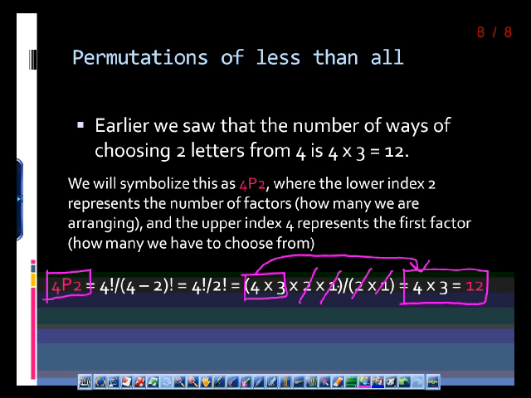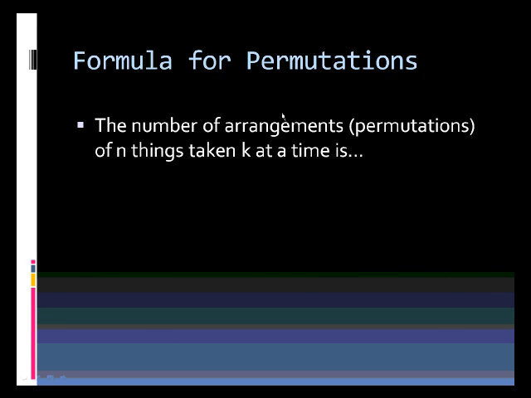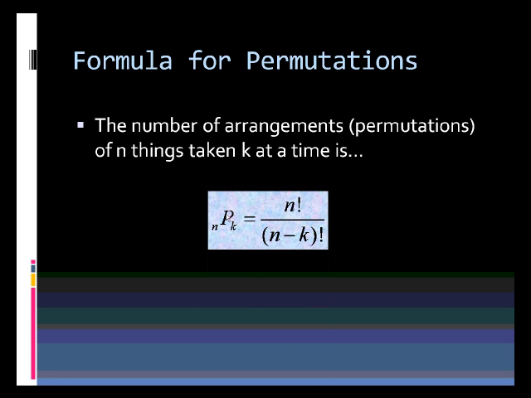So let's generalize this a little bit. The number of arrangements or permutations of n things when we choose k at a time will be written as nPk, which is n factorial over n minus k factorial.